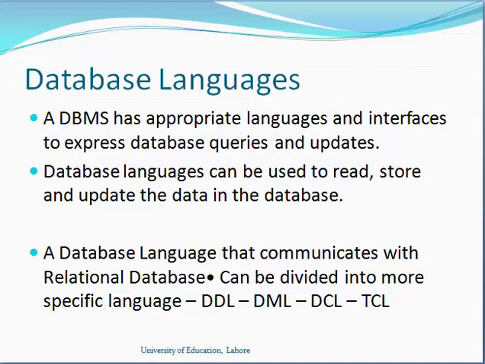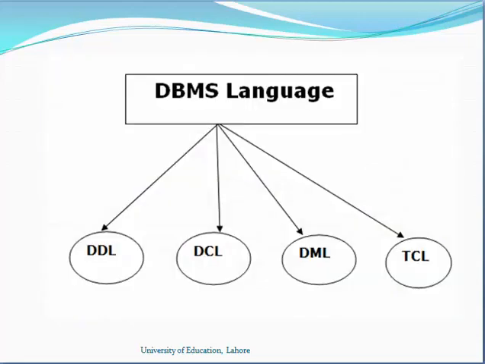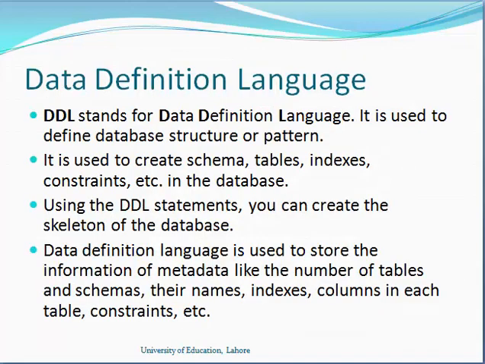A database language that communicates with a relational database can be divided into more specific languages, that are 4 languages. We can see them in the diagram and go through the detail of these languages one by one. One is DDL. You can see in this diagram, these are the database management system languages: DDL, DCL, DML, TCL. And let's see what is DDL.